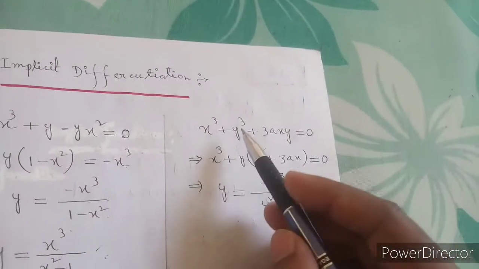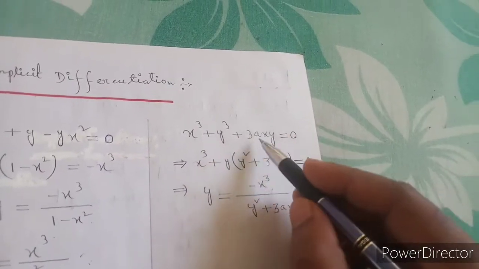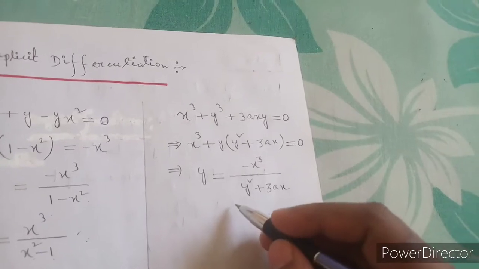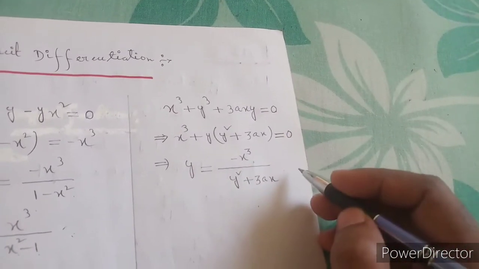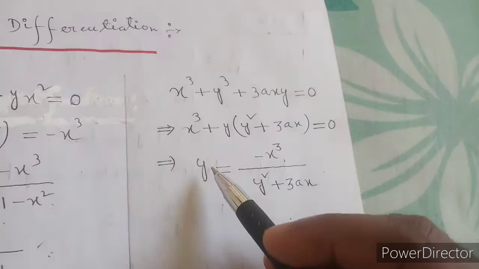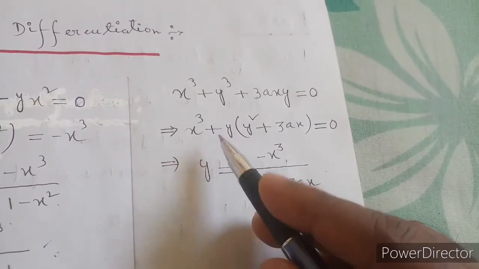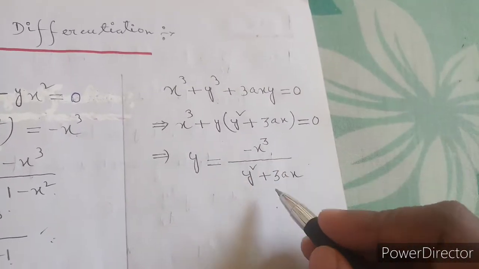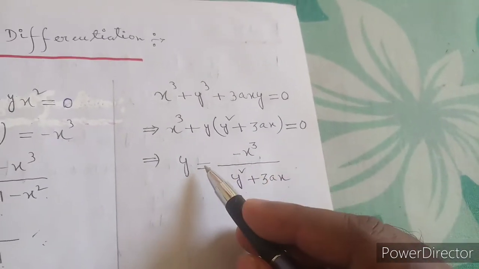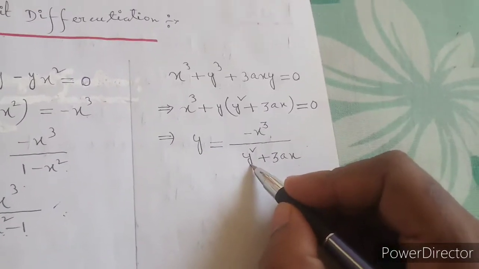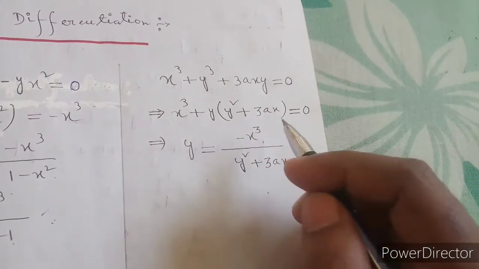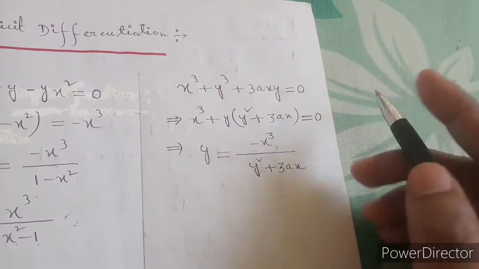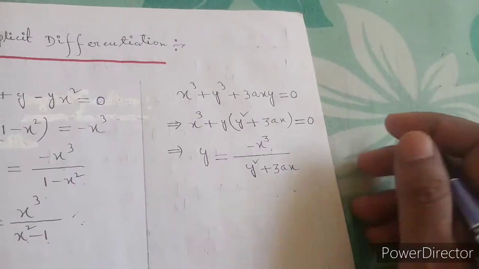But for this equation, x cube plus y cube plus 3ax equals 0, we cannot find y explicitly in terms of x. We can see that: x cube plus y into (y square plus 3x) equals 0. So y should be equal to minus x cube by y square plus 3x. Look, y is here and y square is there. So we cannot find y in terms of x explicitly. So this equation is called the implicit function or implicit equation.